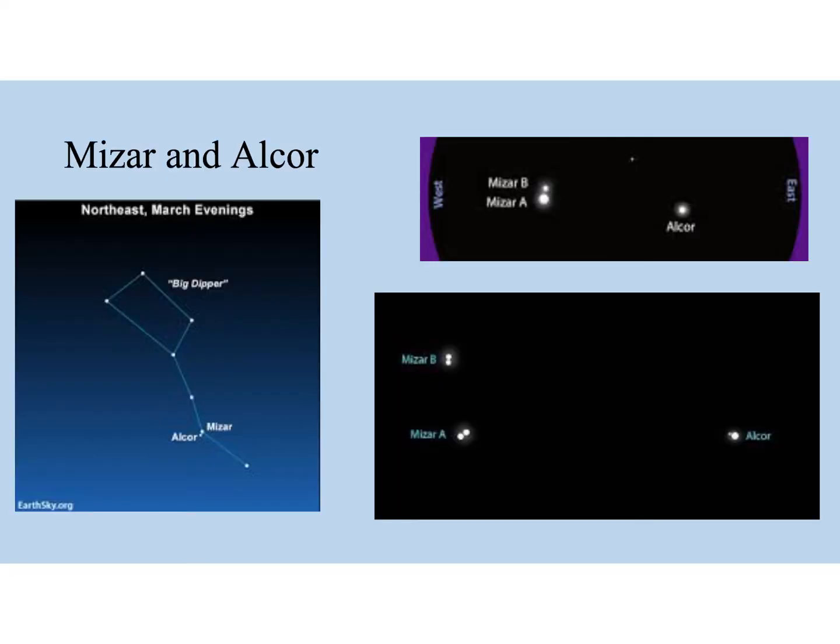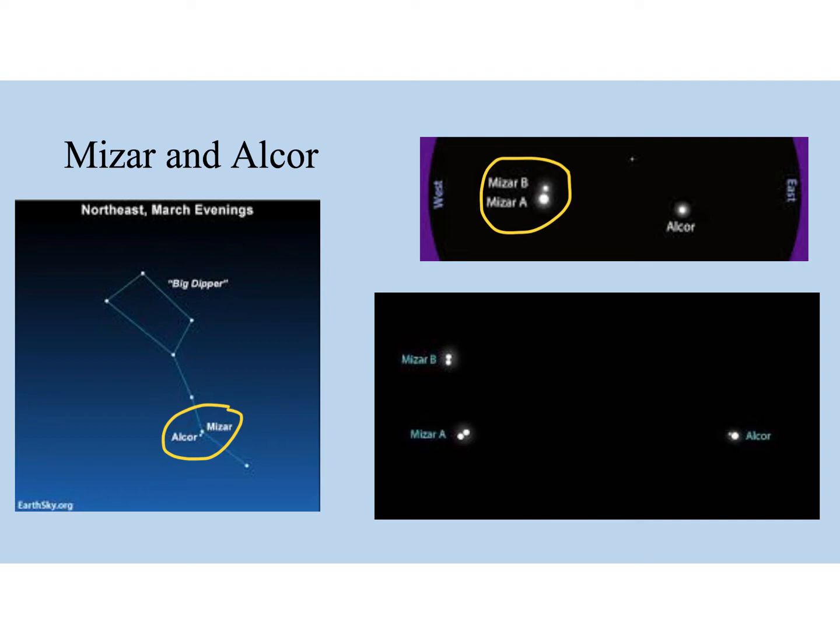Mizar and Alcor are examples of binary and multiple star systems. To the naked eye, Mizar and Alcor each look like one star, in the second to last position in the handle of the Big Dipper. They were called the horse and rider by early Arab astronomers. However, with a small telescope, you can see Mizar as two stars, called Mizar A and Mizar B.